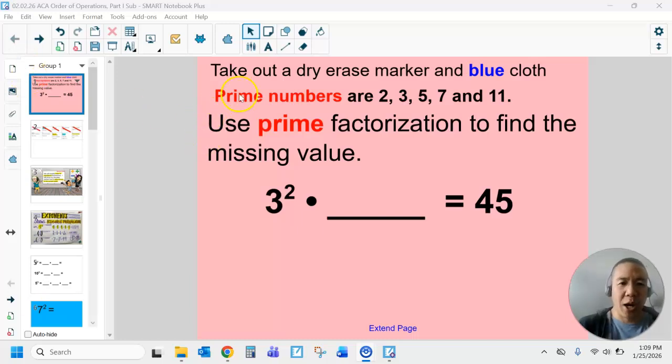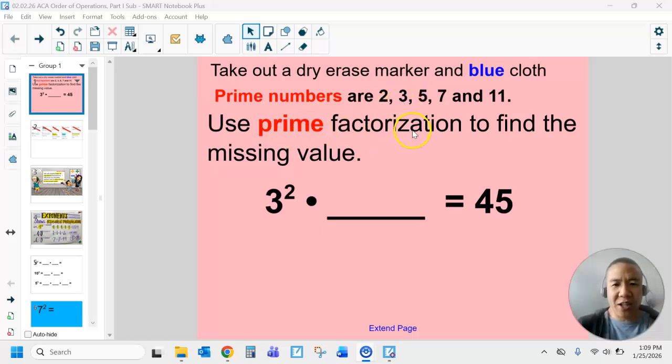So it says prime numbers are 2, 3, 5, 7, 11. As a reminder, a prime number can only be multiplied by 1 and itself. Like 2 is only 1 times 2. 3 is only 1 times 3.